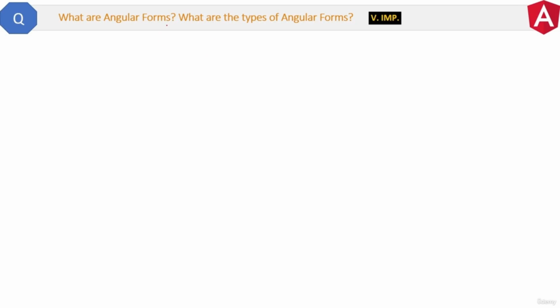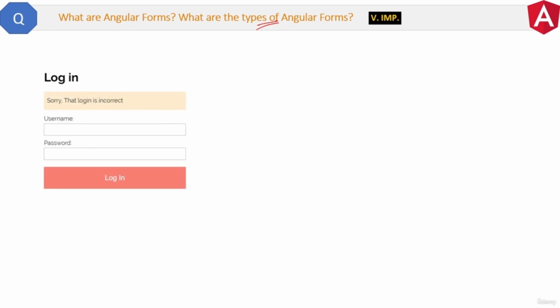Here is the very basic and very important question about Angular forms. What are Angular forms? What are the types of Angular forms? We know that forms are a very important part of any web application. For example, login form, registration form, feedback form, etc. All these are forms only in which user can submit the information. So the definition is Angular forms are used to handle users' input.